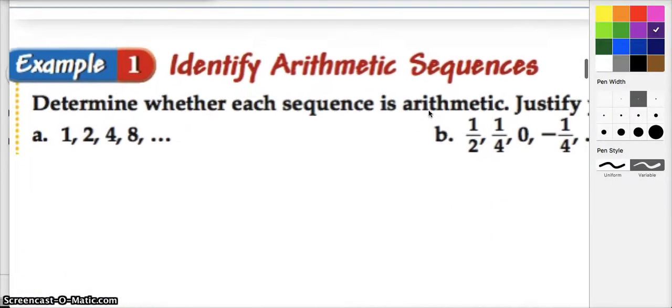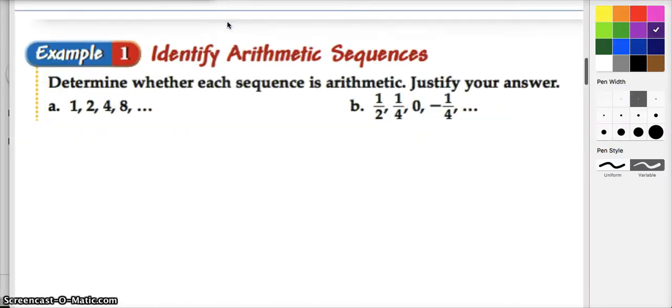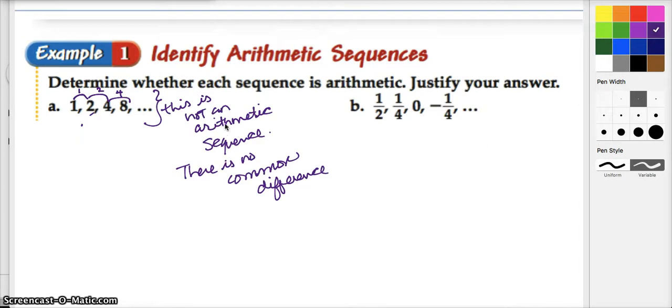Identifying arithmetic sequences: determine whether the sequence is arithmetic, and justify our answer. Let me make this a little bit smaller. We know that an arithmetic sequence goes up by the same amount each time. From 1 to 2, I see a change of 1, then a change of 2, and then a change of 4. So clearly this is not an arithmetic sequence. There is no common difference.